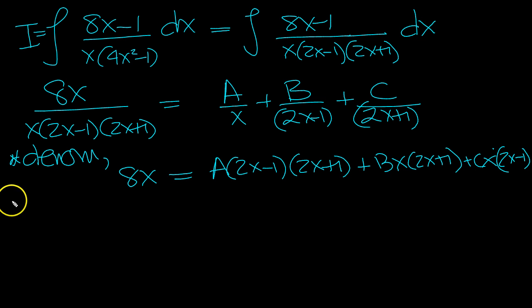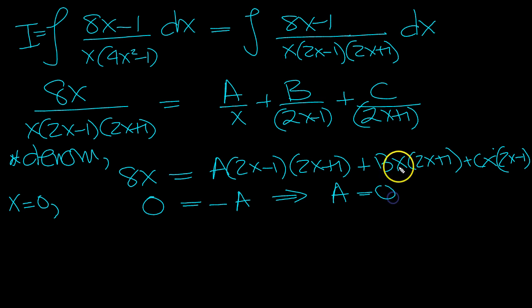See, if we put x as 0, those two will disappear. We'll get 0. And here we'll get minus 1 times plus 1 is minus 1 lot of a. So a is 0. This would be 0 and this would be 0 here, wouldn't it?